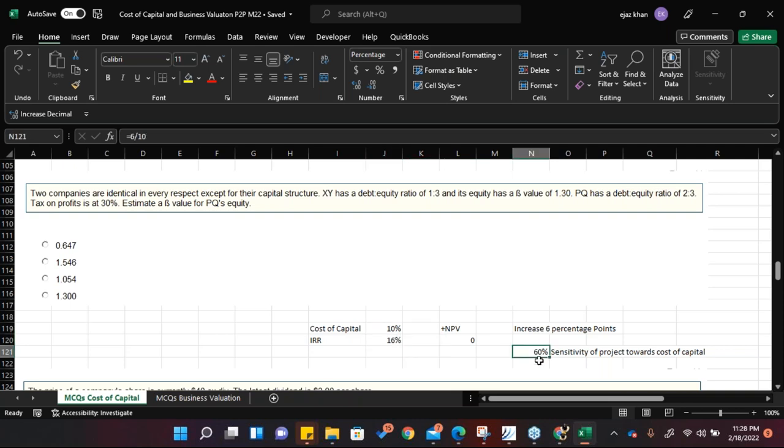So most of the students simply say it's 6%, which is wrong. Hamad, it was your question, I guess. Is that clear? So whenever you are required to find out the sensitivity of the project towards the cost of capital, firstly, you need to find out the IRR, and then you have to perform this calculation.